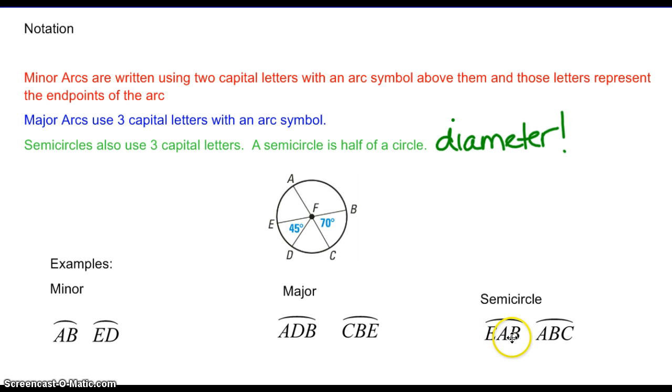And EB is a diameter. It's a chord that goes through the center of the circle. Our other semicircle, ABC, starts at A, crosses through B, and ends at C. And again, AC is considered a diameter because it's a chord that goes through the center of the circle.